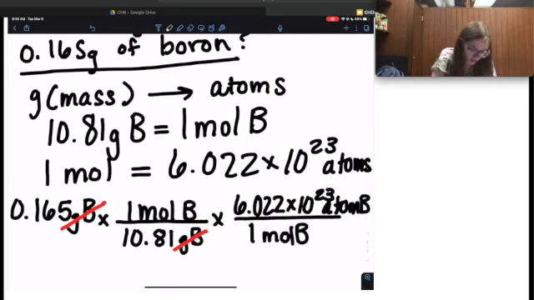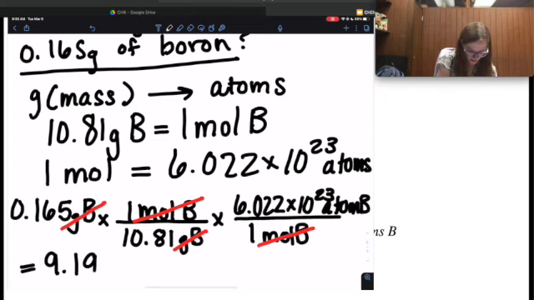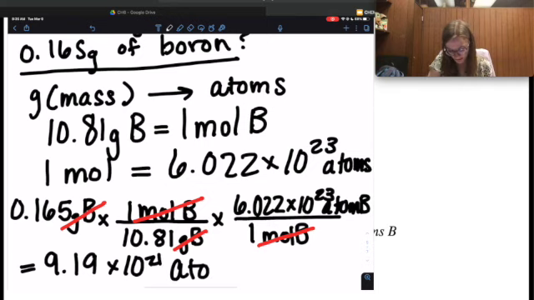Okay, so I'm going to double check my units again. Grams of boron on top, grams of boron on bottom, those cancel out. Moles of boron on top, moles of boron on bottom, those cancel out. I'm left with atoms of boron, which is what I'm looking for. So I'm going to multiply this out, and I'm going to get 9.19 times 10 to the 21st atoms of boron.